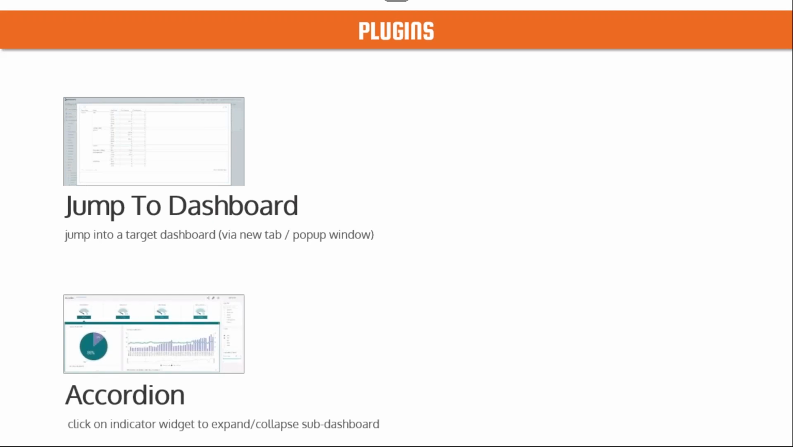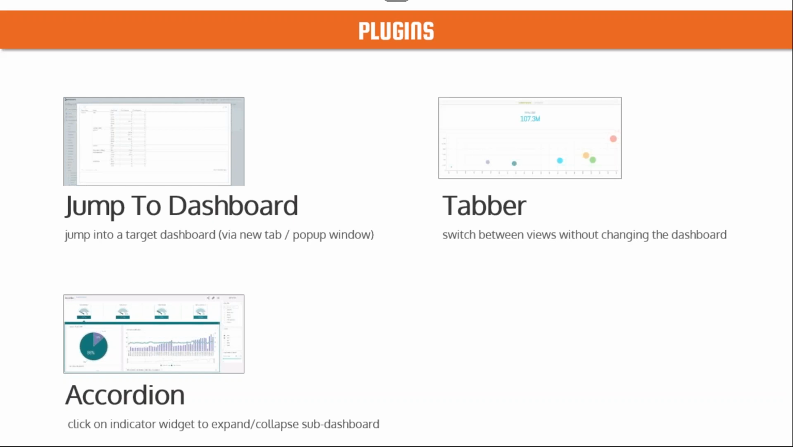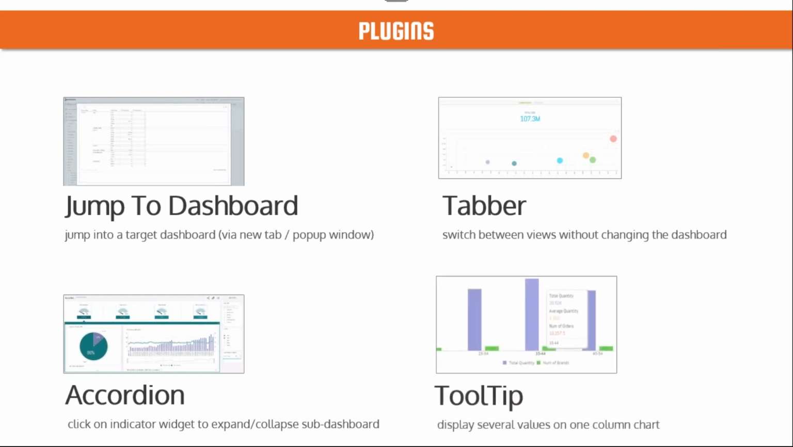Another type is the accordion, which you've seen live. Another one is Tabber. We also have this kind of plugin in our dashboard, and I will demonstrate it shortly. And we have the tooltip, which displays several values in one column chart. This is the plugin to the widget level.